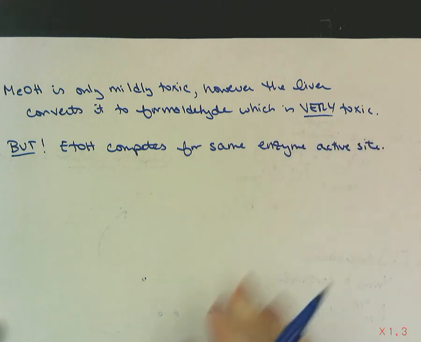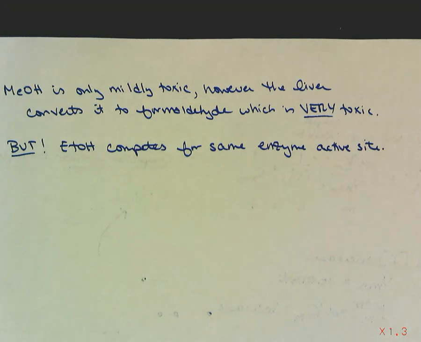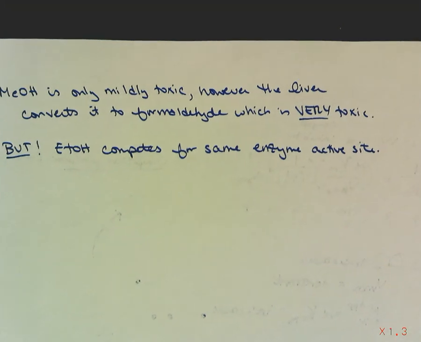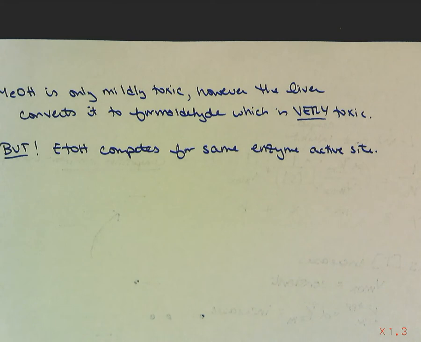But don't worry, ethanol, being structurally similar, competes for the same enzyme's active site, which is similar to the case when we looked at succinate and malonate. They look very similar. The difference is just that one extra carbon. And so the same thing here. Methanol and ethanol are structurally similar, so they can compete for the same active site.